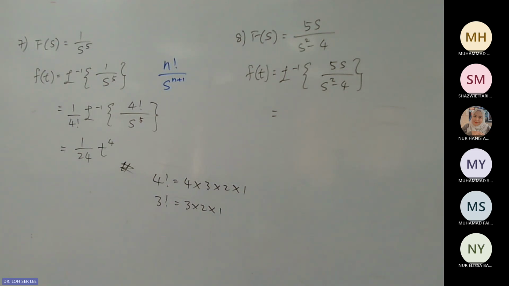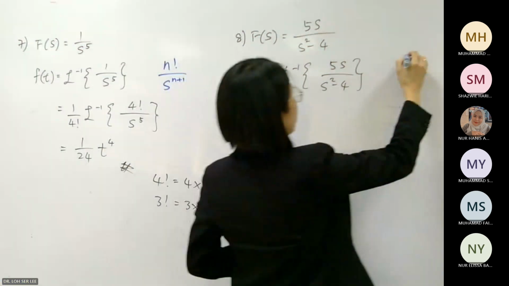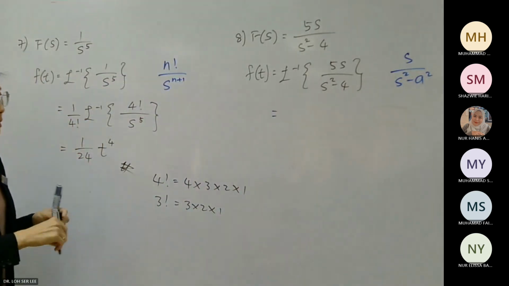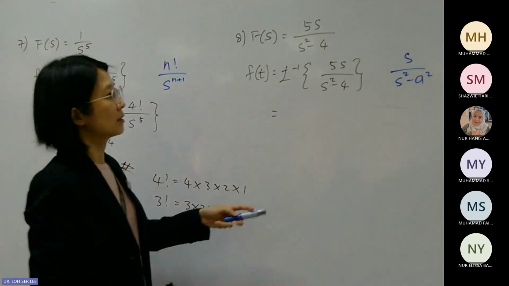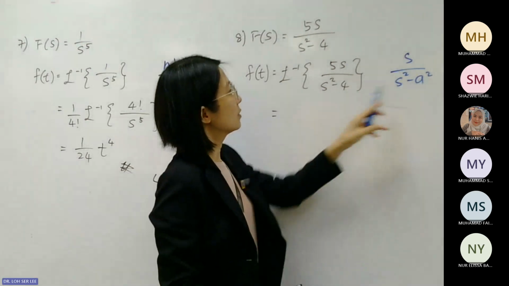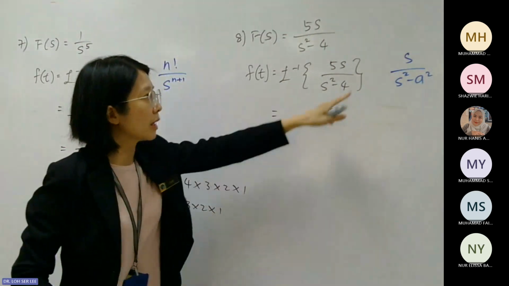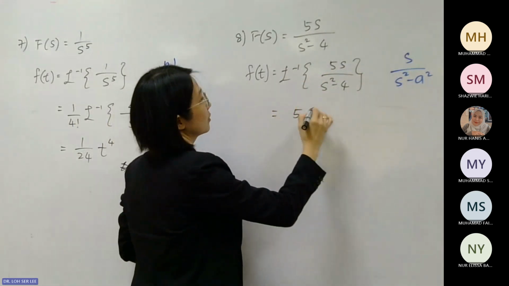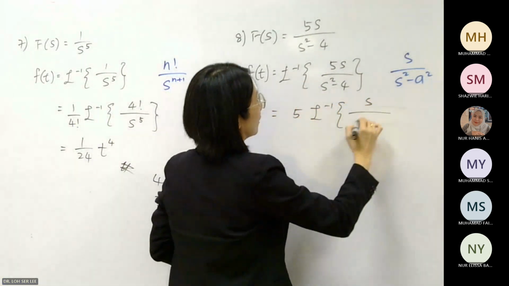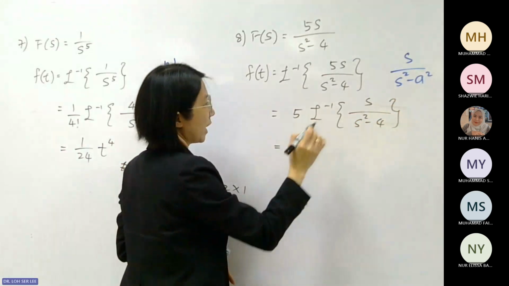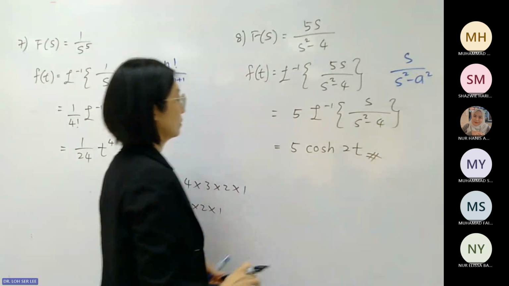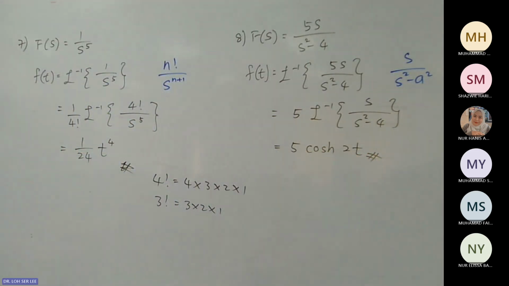Yeah, cos h. So your a is 2. And up here we need only s. We don't need the 5. Take out 5. And your a is 2. So this is hyperbolic cos 2t. Very simple.